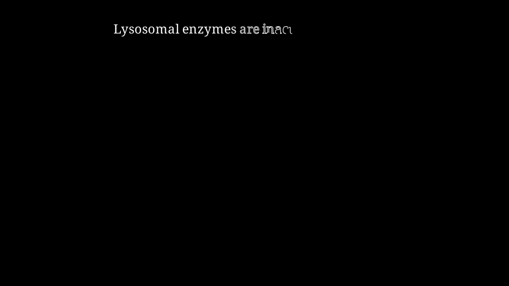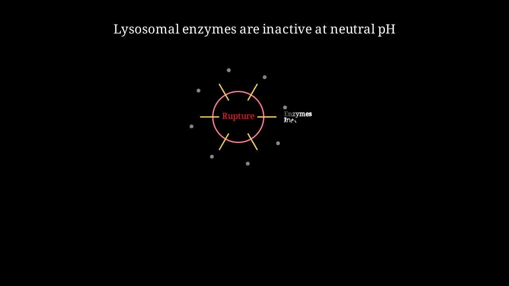The acidic environment also serves as a critical safety mechanism. If the lysosome ruptures and enzymes leak into the cytoplasm, they become inactive at the neutral pH of 7.2, protecting the cell. When a lysosome ruptures, the released enzymes encounter neutral pH and become inactive, preventing cellular damage.